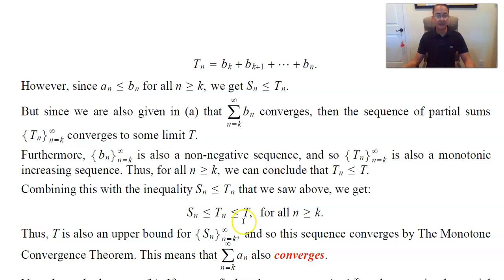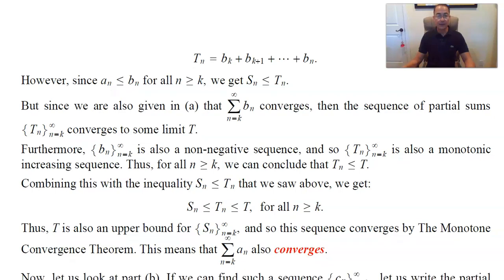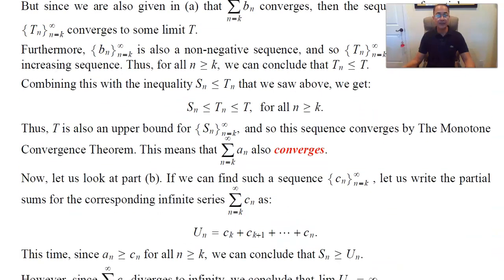Okay, so that means that our series summation n equals k to infinity of A sub n must also converge. Its partial sums are monotonic increasing and bounded above. All right, so let's now take a look at part B.